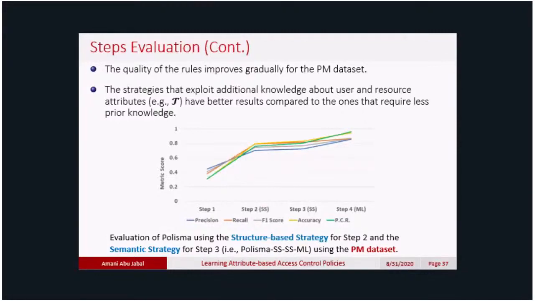This also shows the evaluation of Polisma using the structure-based strategy for step 2 and the semantic strategy for step 3, also using the project management dataset. As shown, the strategies that exploit additional knowledge about user and resource attributes, for example the relations, as in the structure-based strategy, have better results compared to the ones that require less prior knowledge, as shown in the previous slide.